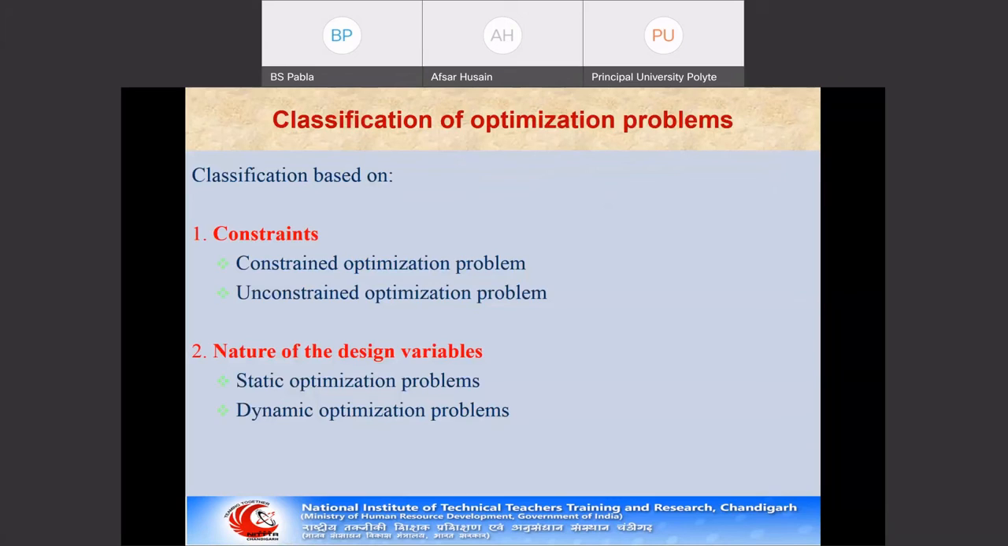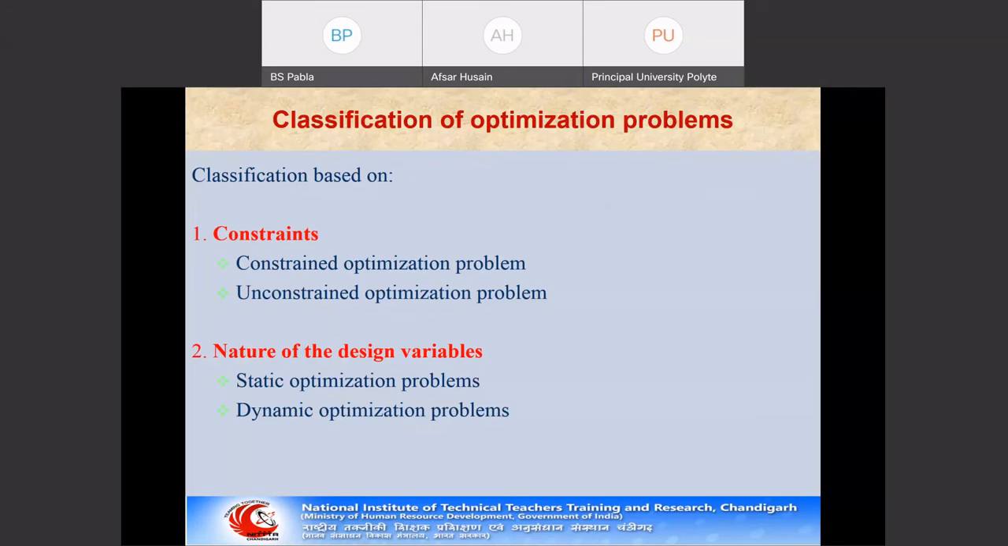Another classification is constrained and unconstrained, I said. Static optimization problem and dynamic optimization problem. Static means you solve the problem and keep using those values, like we had in the Rama Industry problem. Once you decide what is the value of x1 and what is the value of x2, you keep using that. That is a static optimization problem.